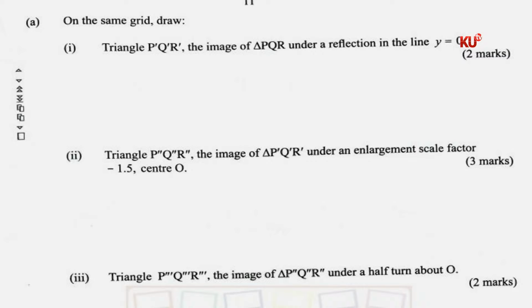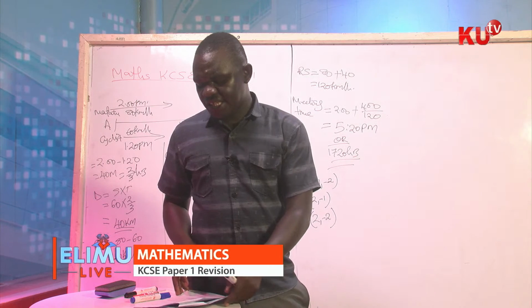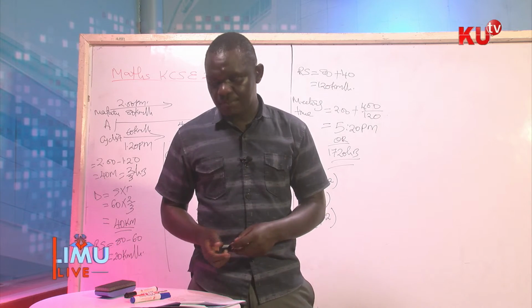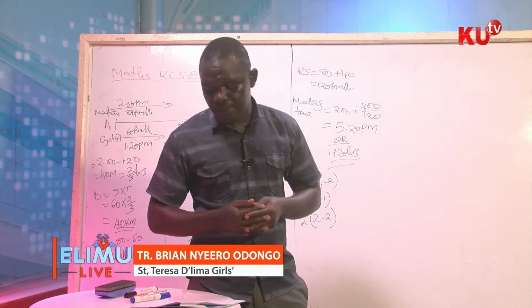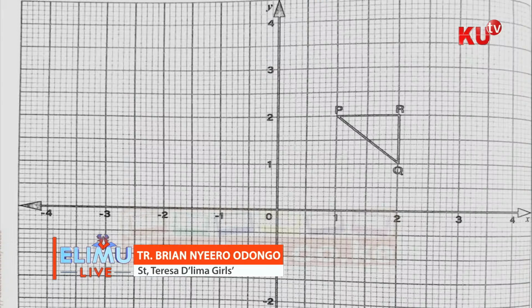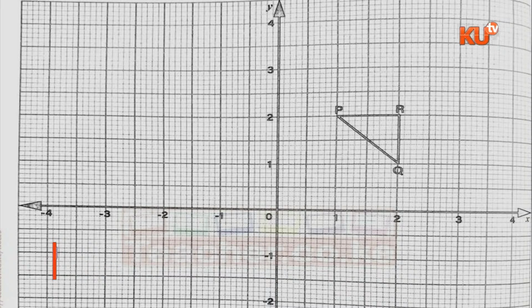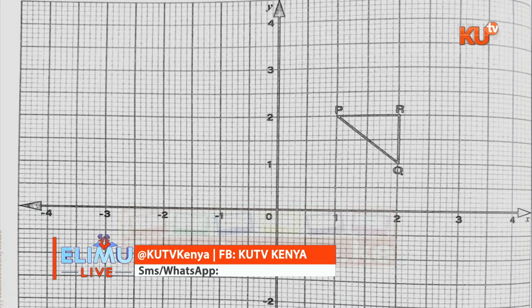So what I'll need you students to do, on that triangle P prime, Q prime and R prime, let's get back to our graph. Draw straight lines, for example, from P prime passing through the origin. It should just be a straight line, same to Q prime and same to R prime. After you've drawn it, let's see how we can locate the double primes.